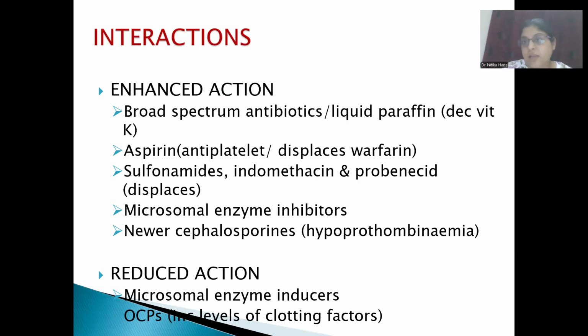Oral contraceptive pills will increase the levels of the clotting factors and there will be reduced effect of the warfarin, and enzyme inducers will induce the metabolism of warfarin, leading to reduced dose and reduced effect.